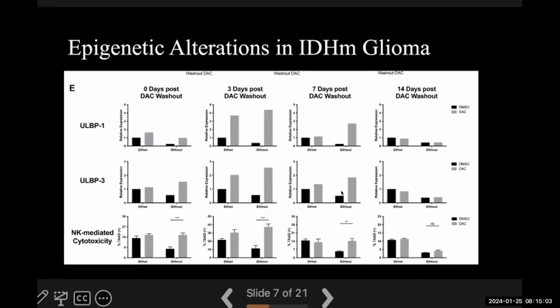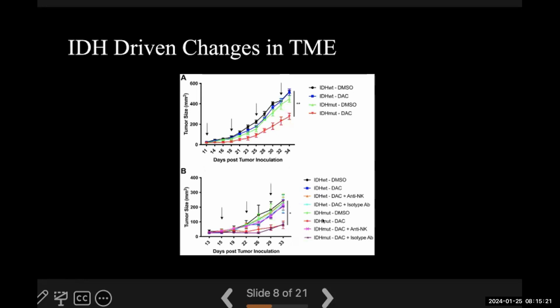Not only that, but this also shows you a significant increase in the natural killer cell activity against these tumors, and they peak around 7 days even after washing out decitabine. So what other changes do you see in the tumor microenvironment when you're treating with decitabine? In our in vivo studies and in mouse models, you see a decrease in tumor size, which we assume is responding to the increase that you see in natural killer cell activity. So we actually have a decrease in the growth of our IDH mutant gliomas once we treat with decitabine, reversing those epigenetic factors.